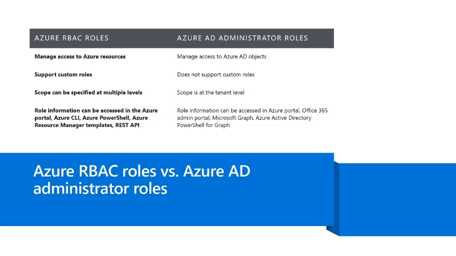Role information can be accessed in Azure Portal, Azure CLI, Azure PowerShell, Azure Resource Manager template, or REST API. But in Azure AD, role information can be accessed in Azure Portal, Office 365 Admin Portal, Microsoft Graph, and Azure Active Directory PowerShell for Graph. But it cannot be accessed using REST API.